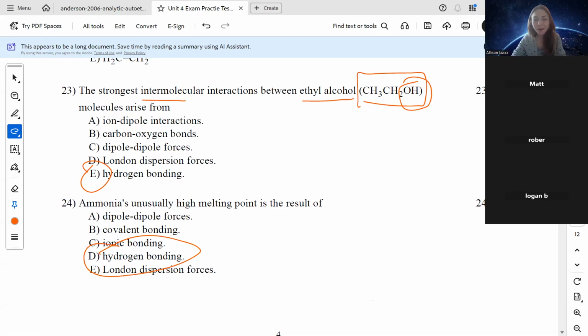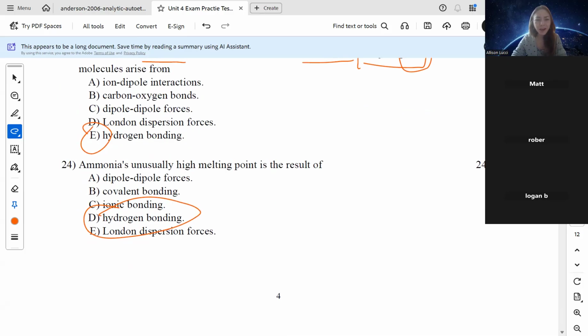Whenever you have a liquid or even a solid with a covalent compound with an unusually high melting point compared to an ionic compound, which are always higher melting points, it's usually due to hydrogen bonding.